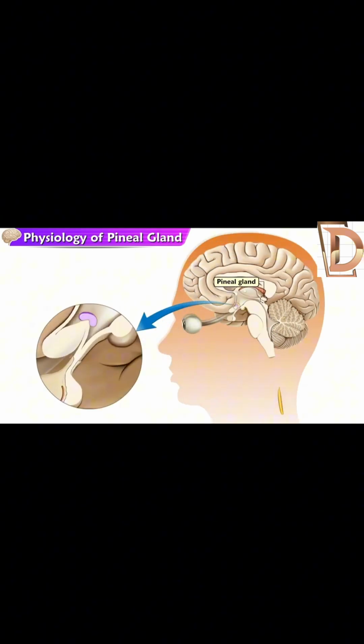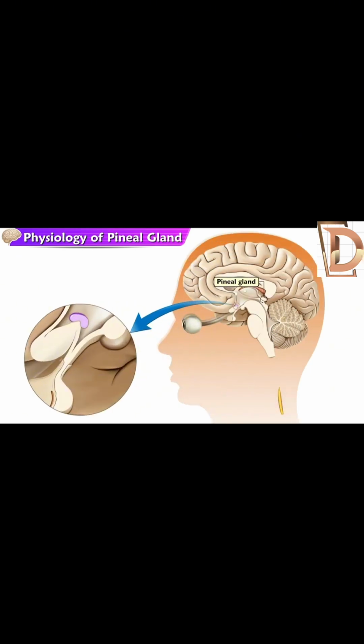Physiology of pineal gland. Contains specialized neurons, pinealocytes, with endocrine functions. The pineal gland is controlled by the suprachiasmatic nucleus, which is located in the hypothalamus. The suprachiasmatic nucleus is responsible for regulating the circadian rhythm, which is the internal biological clock that regulates the sleep-wake cycle and other physiological processes.